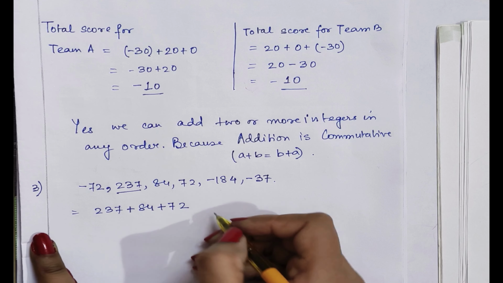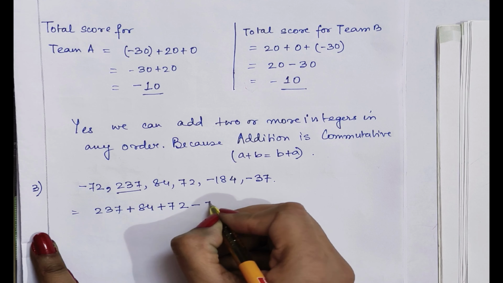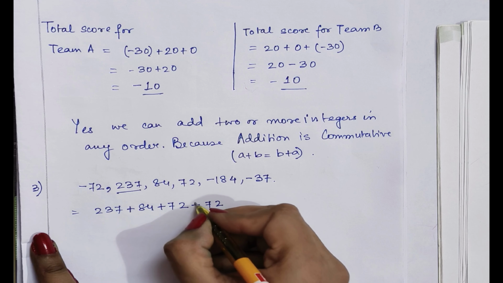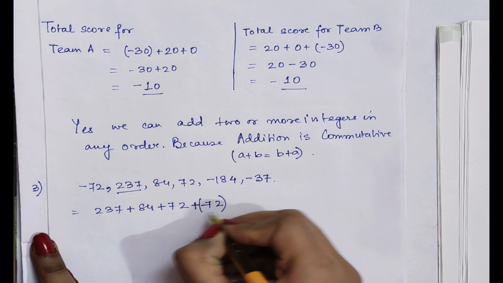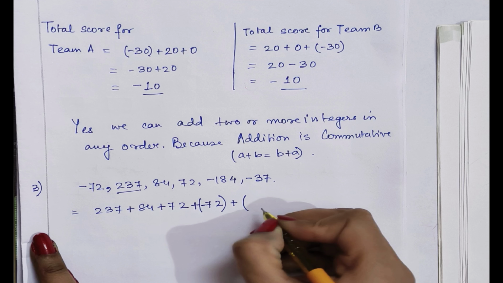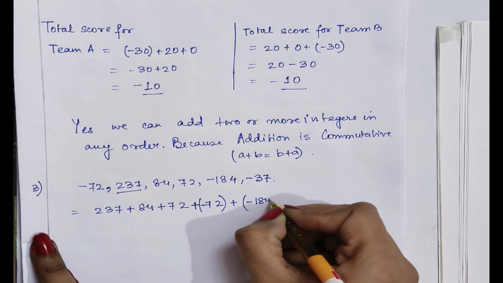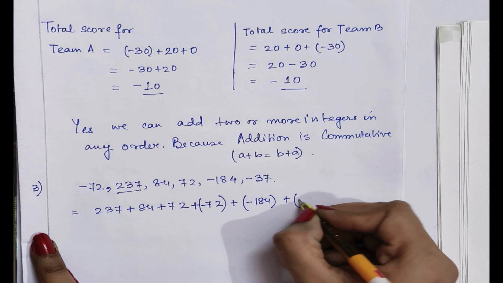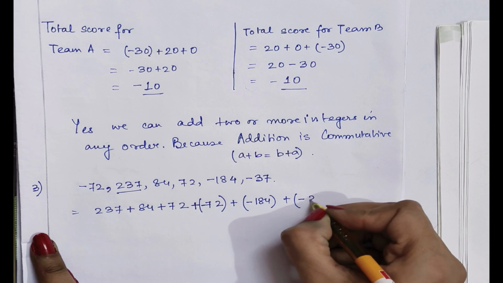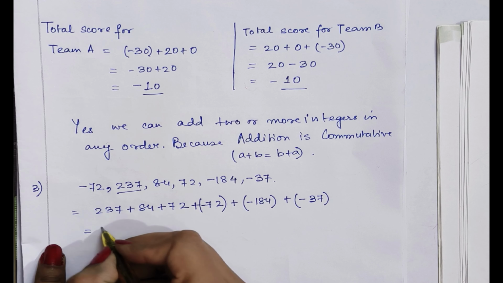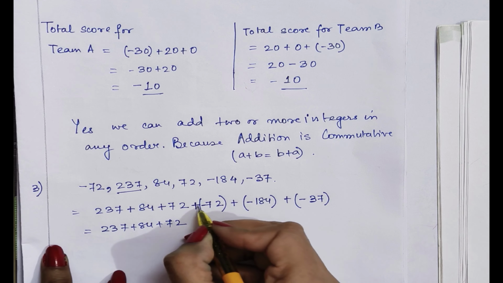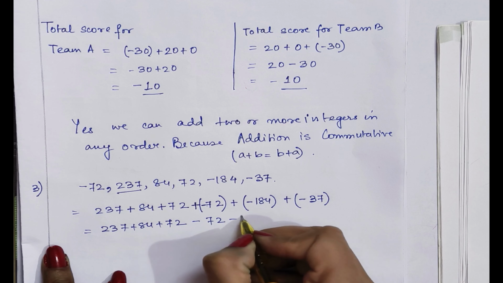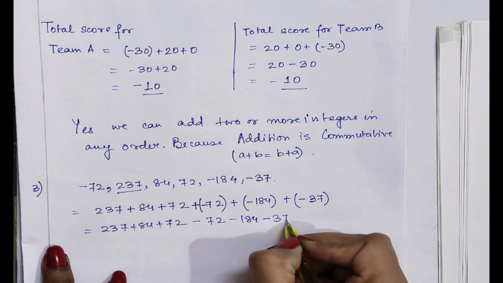And the negative integers are minus 72. I need to add all of them. So I will write plus here and put this in bracket with the sign. Again, I will put plus here and then put the integer with sign. So I have separated out all the positive integers on this side and all the negative integers on this side. Now, I will open the bracket and see what is their sign. So plus minus will give me minus 72, minus 184, minus 37.